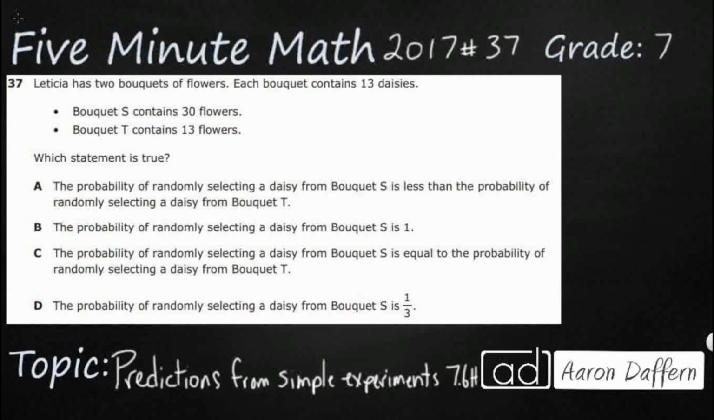Today we are looking at the 7th grade concept of predictions from simple experiments. This is standard 7.6H in the great state of Texas, and we are using item number 37 off the 2017 released STAAR test. If you have not done so already, please take a moment to pause the video, work this problem out on your own, unpause it, and then we will look at our answers together.